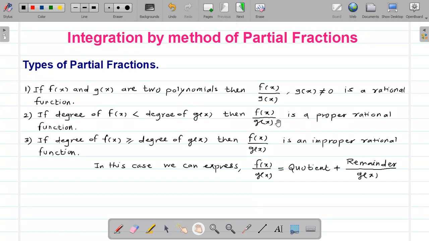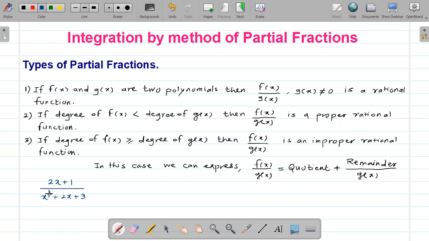It is called a proper rational function whenever the degree of f of x is less than the degree of g of x. For example, I will write one example of a proper rational function. Suppose 2x plus 1 upon x square plus 2x plus 3. See here, the degree of the numerator is 1 because the index of x is 1 here. In 2x, the highest index of x is 1. So the degree of f of x, the numerator, is less than the degree of the denominator.